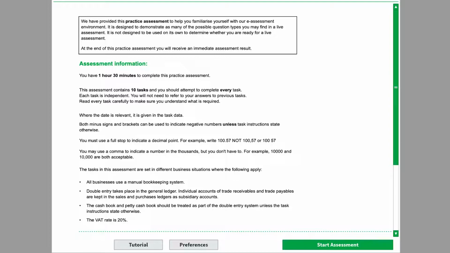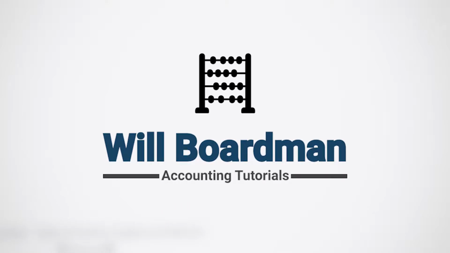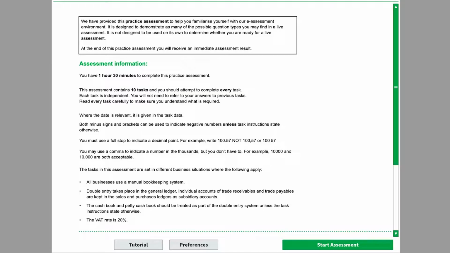I'll be splitting this guide into two parts, part 1 covering tasks 1 through to 5 and part 2 covering tasks 6 through to 10. Right then, let's get into task number 1.